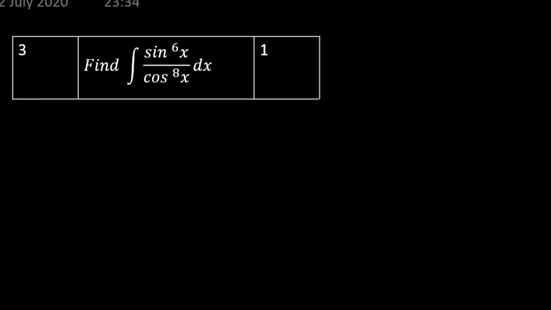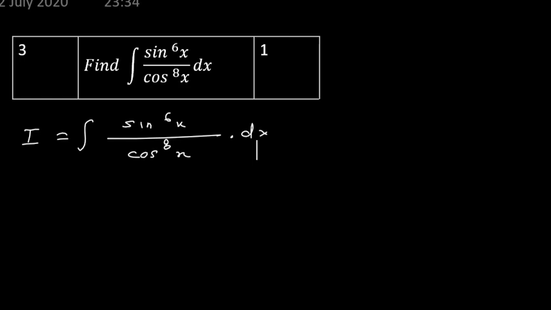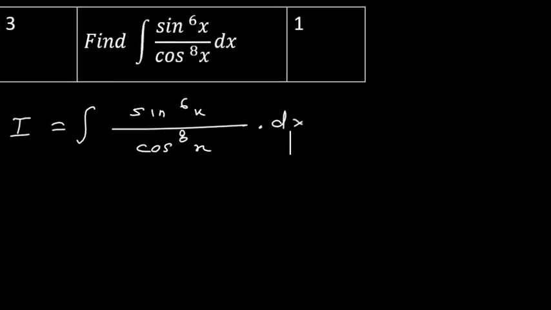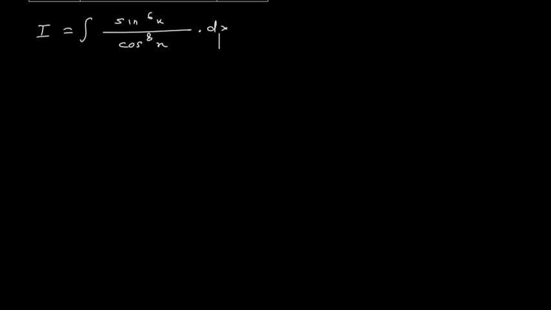Now let us move to next question. Third question, we have I is equals to integration of sin power 6x upon cos power 8x. So what you can do here, sin power 6 upon cos power 6, I can write that as tan power 6x. Then 1 upon cos square is remaining, that I can write as sec square x. Now derivative of tan is sec square x.